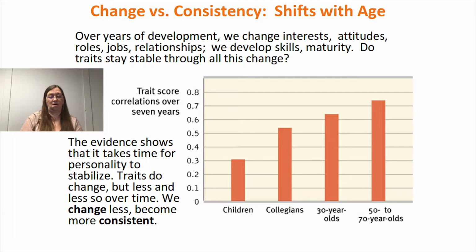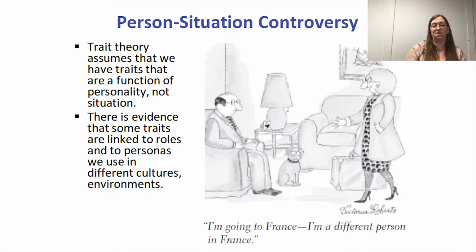When we look at the person-situation controversy, trait theory assumes that we have traits that are a function of personality, not of situation. There is much evidence that some traits are linked to roles and to personas we use in different cultures and environments. And so when I'm at work, I have to dress a certain way, I have to act a certain way, I have to be a certain way. And so those traits that I exhibit there, while they're not drastically different than any other situation, I think they are more pronounced there. And we do see that different traits we kind of let flow a little bit more freely in various different situations. So different situations may bring out different circumstances amongst us.